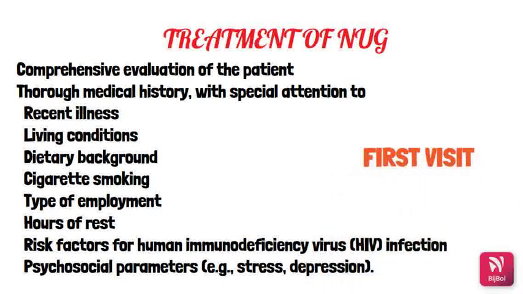When the patient comes, in the first visit you need to perform a comprehensive evaluation of the patient. You need to take a thorough medical history, any recent illness, living conditions, any change in the dietary background, cigarette smoking, type of employment, hours of rest that the patient is getting, risk factors for human immunodeficiency virus infection, and any psychosocial parameters, that is stress and depression. All these factors are involved in the etiology of necrotizing ulcerative gingivitis. So you will take a thorough history regarding all the etiologic factors associated with it. These are the evaluations that are performed in the first visit.